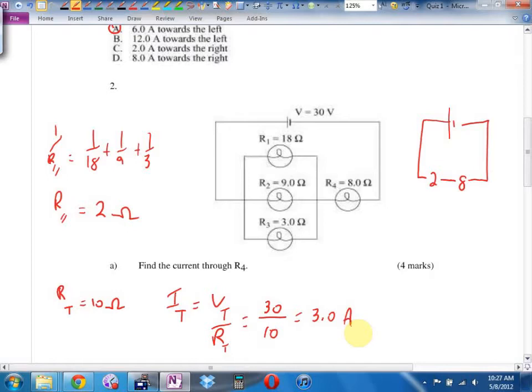How does that help? Oh, I'm done, because the total current going through here is 3.0 amps, but that's the current going through R4, isn't it? I4 equals 3.0 amps.